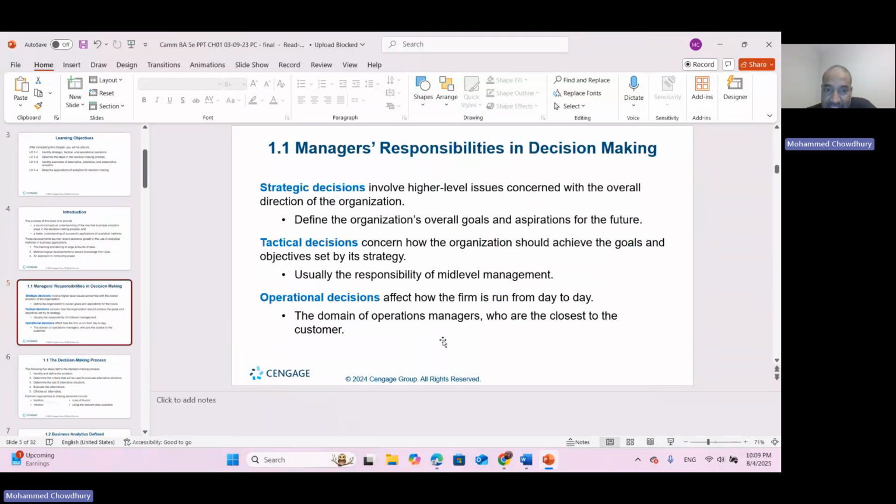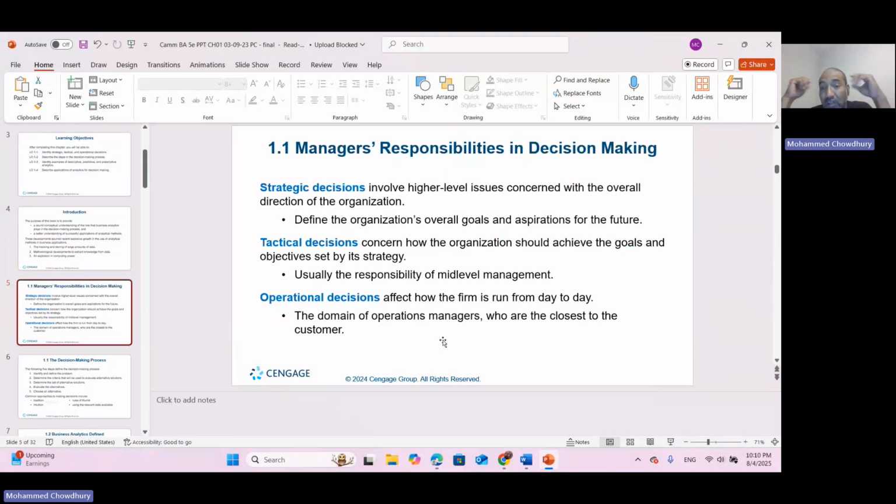This is called strategic decisions, which define the organization's overall goals and aspirations for the future. These strategic decisions are mainly made by the senior manager or the managers of the various sections. So, long-term goals, overall goals of the organization.